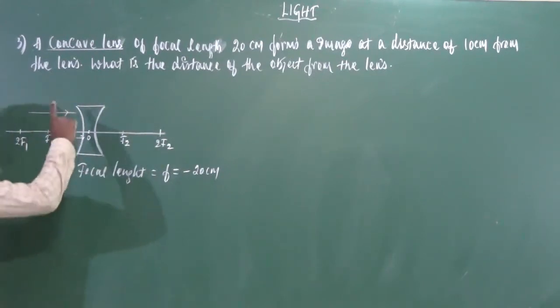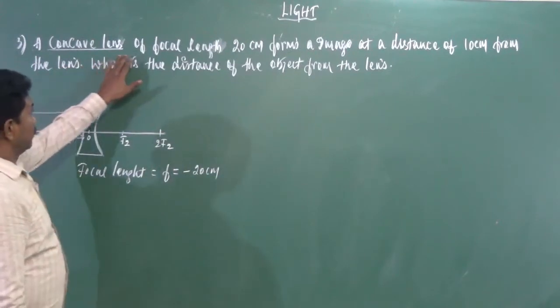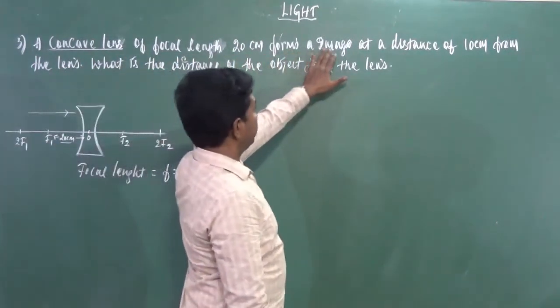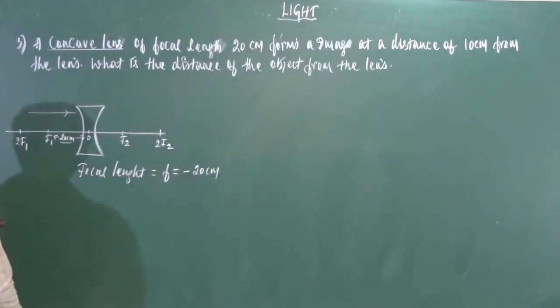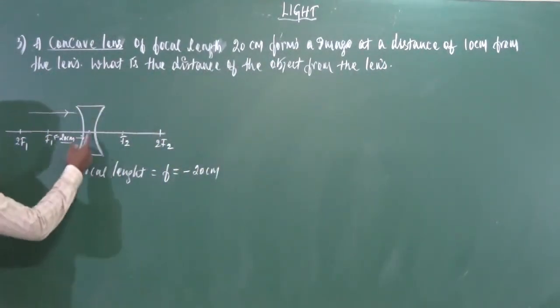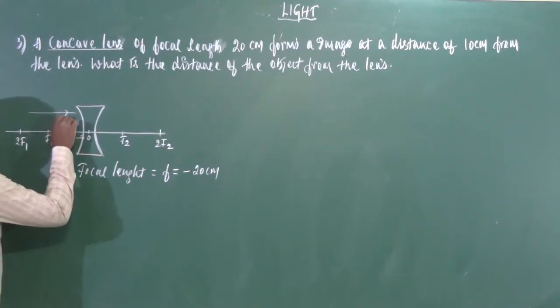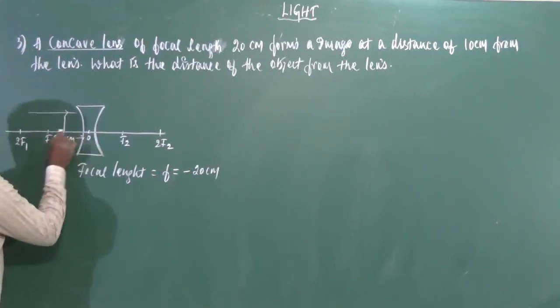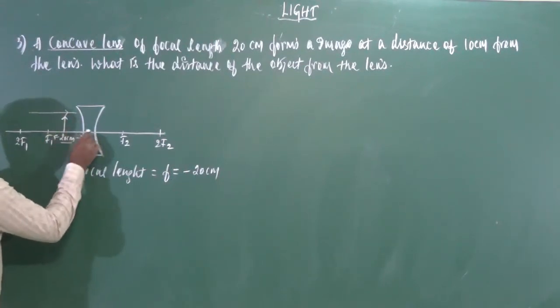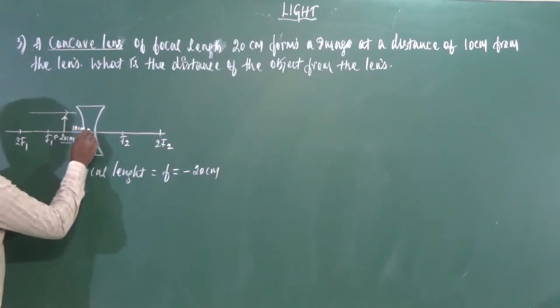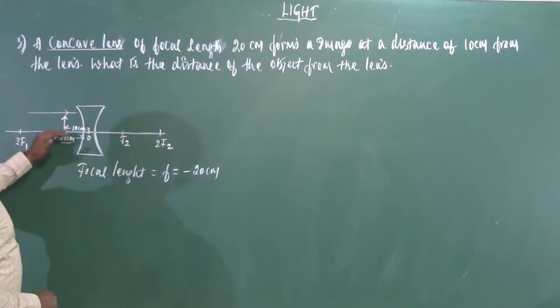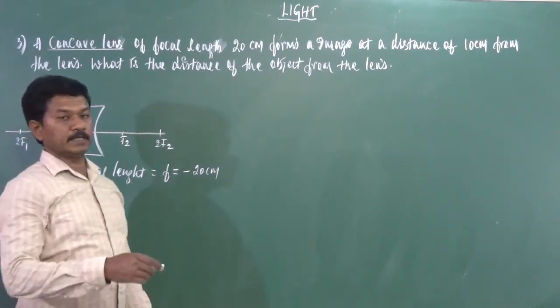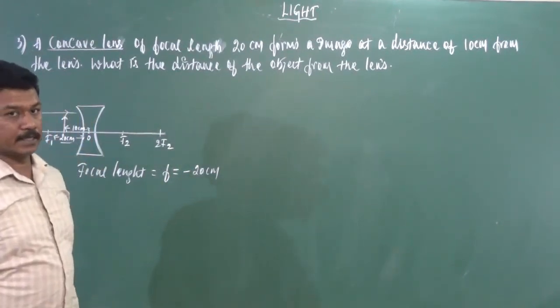Then we'll go with the problem now. A lens of focal length 20 centimeters forms an image at a distance of 10 centimeters from the lens. So the image is maybe formed here at the center, because the focal length is 20 centimeters and this is the center. So this length is 10 centimeters. This is the image. Why am I writing a virtual and direct image? Because concave lenses form virtual and direct images.